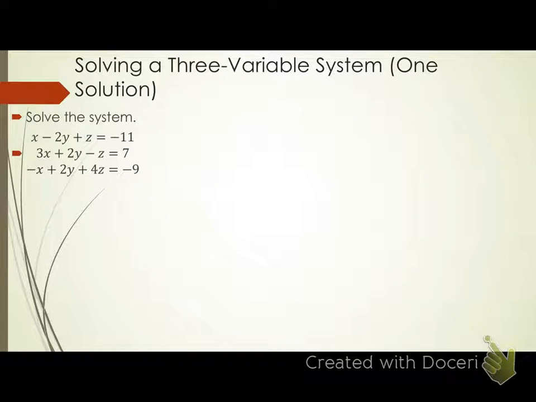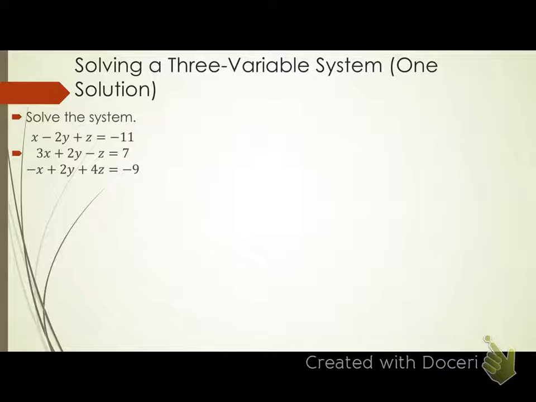I have x minus 2y plus z equals negative 11. 3x plus 2y minus z equals 7. And negative x plus 2y plus 4z equals negative 9. Once again, the very first step I need to do is rewrite my system in three variables as a system in two variables.